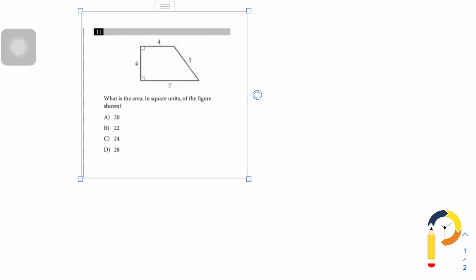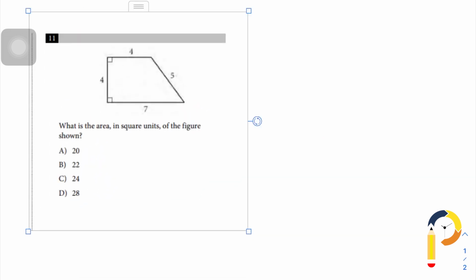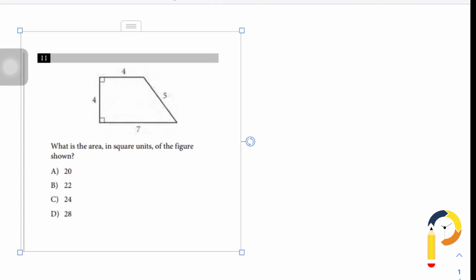Right, so this is question number 11. If you see this question, a figure is given to us. You need to find the area in square units of the figure shown. There are two ways to solve this question. The first way is you can just split this figure into two parts. The second way is, if you see this directly, this is a trapezoid. You can just find the area of the trapezoid and that's it. Let me tell you the solution by both ways.